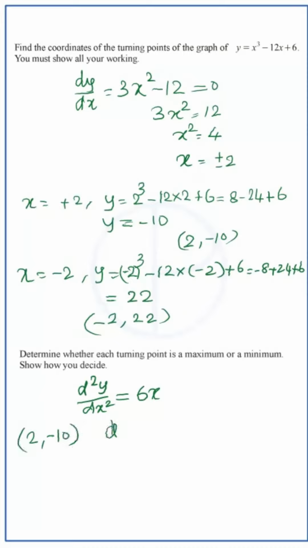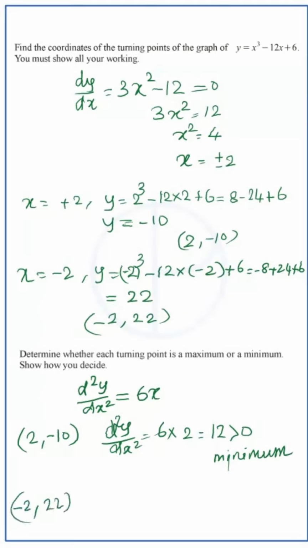So substitute 2. So we get d square y by dx square as 6 times 2, which is 12, which is greater than 0. So at the point 2 comma negative 10, the turning point is minimum. Next, at negative 2 comma 22, d square y by dx square is negative 12, which is less than 0. At this point, the turning point is maximum.